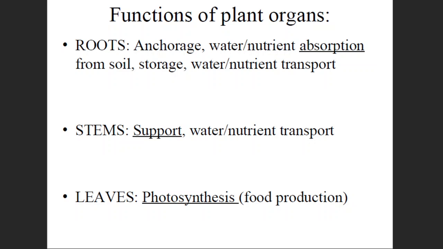Root, its main function is absorption. Stem, its main function is to support, and leaves, their main function is to synthesize the food. So photosynthesis mainly takes place in the leaves, that is the green leaves, by the mechanism of photosynthesis, that is harvesting solar energy and converting it into chemical energy.